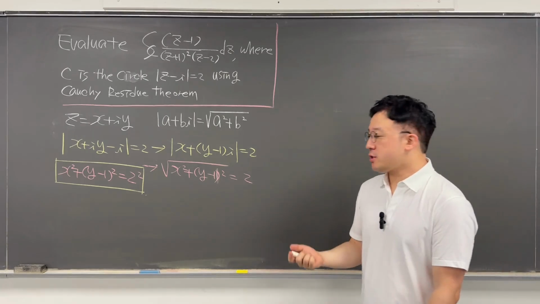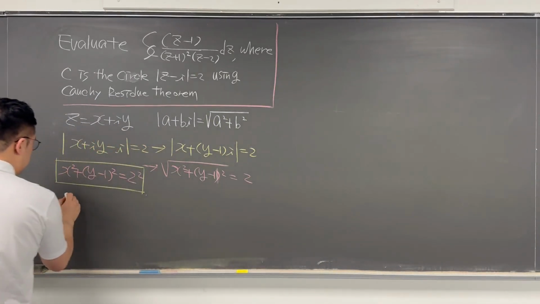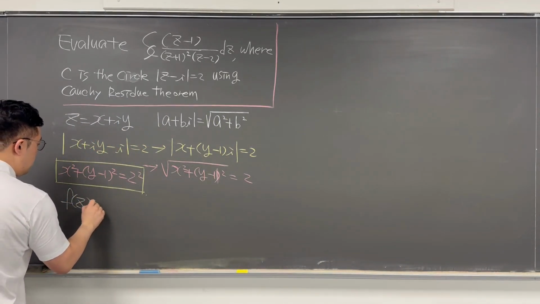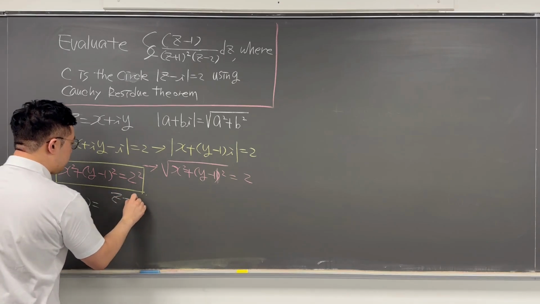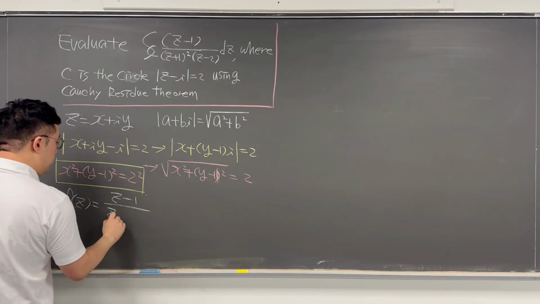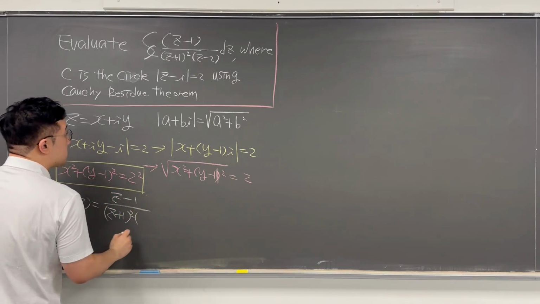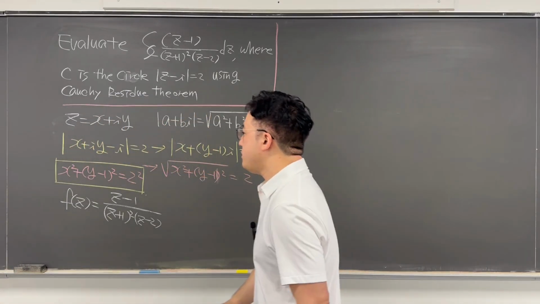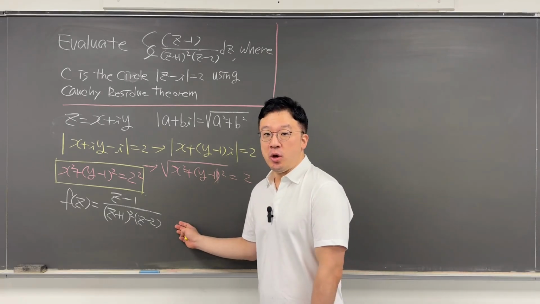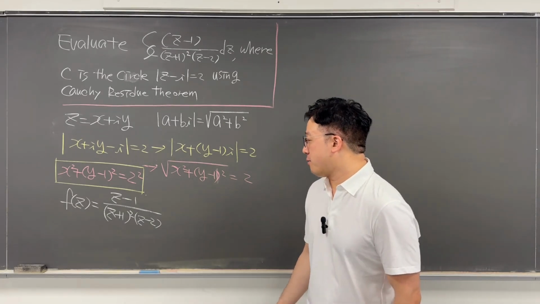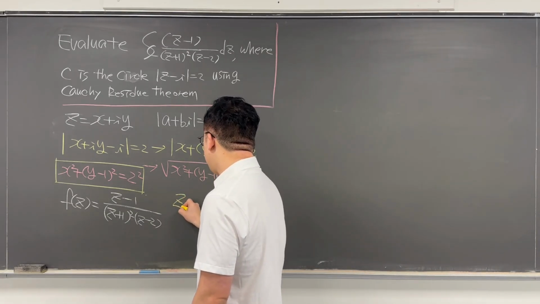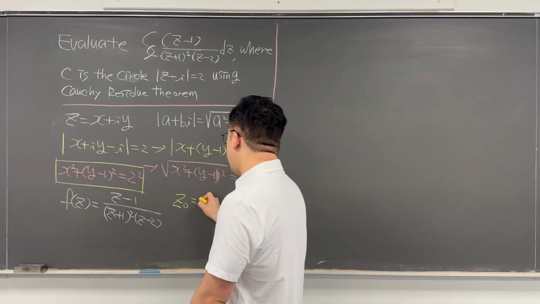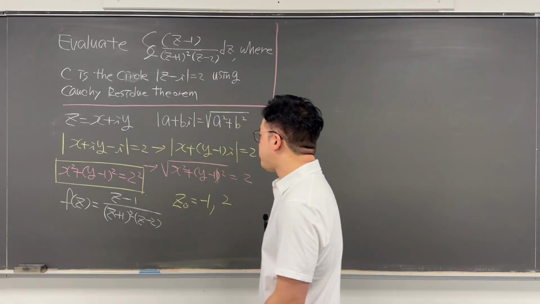Okay, then going back to the question, let's say f of z is your integrand, that is (z minus 1) over (z plus 1) squared times (z minus 2). Then it looks like we have two of the z naughts that we talked about in the formula, right? That is, z is now negative 1 and now 2.